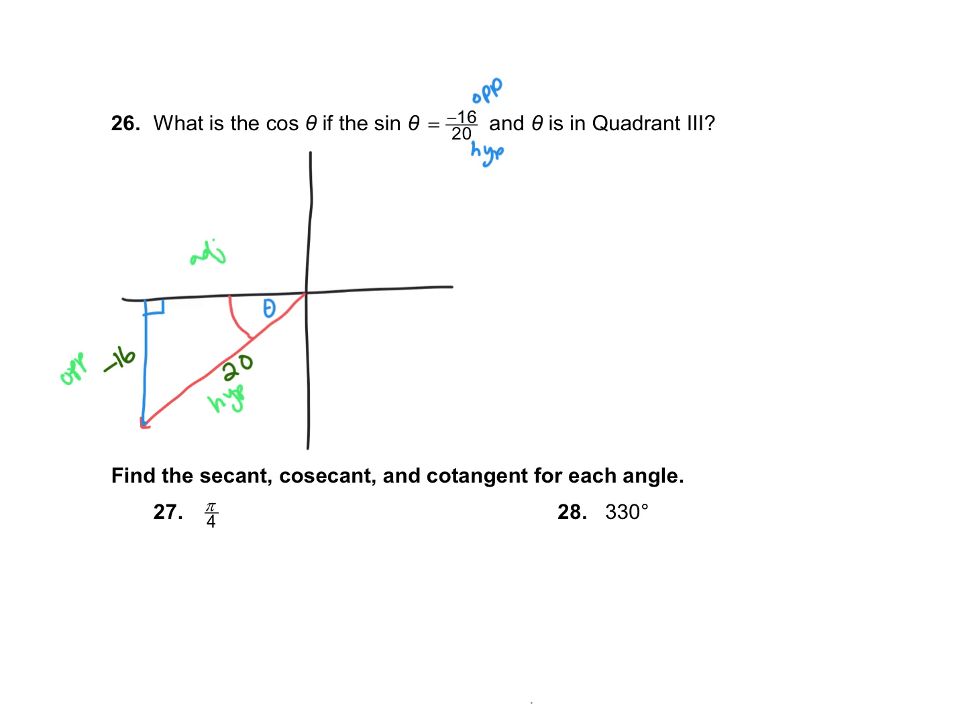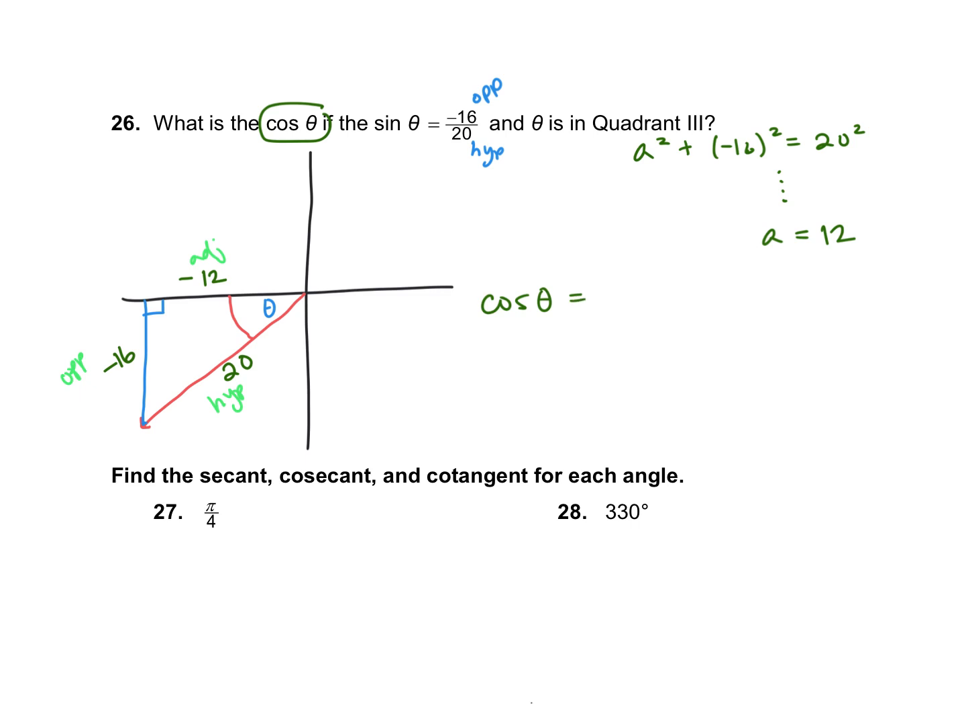So we can do Pythagorean theorem. A squared plus negative 16 squared equals 20 squared. When we do that work to solve, we end up with A equal to 12. All right, so I'm going to put this 12 into the picture, but we want to just take note that we are going to the left 12 units, so that will be a negative 12.